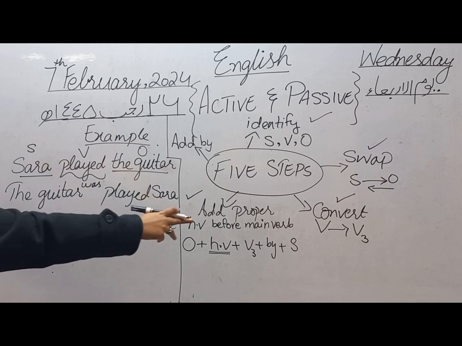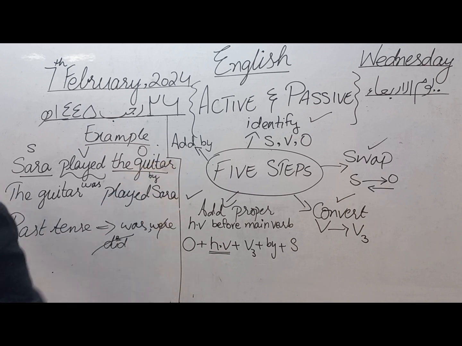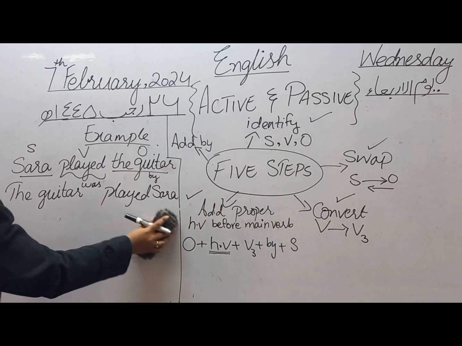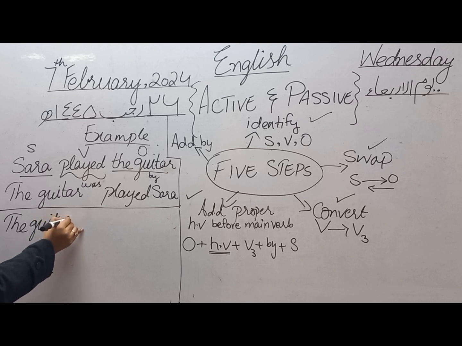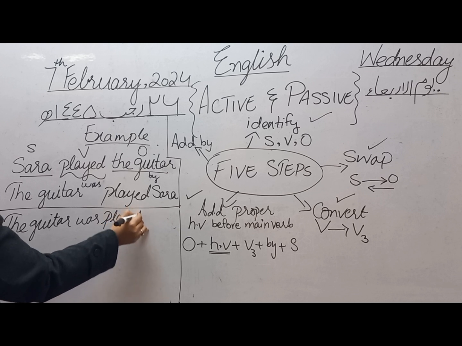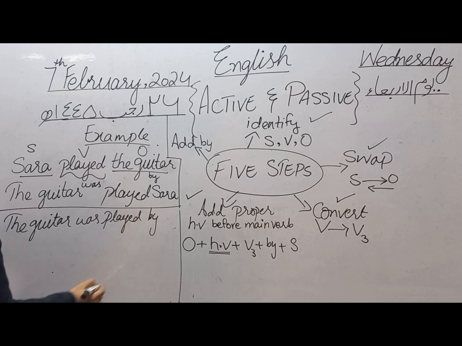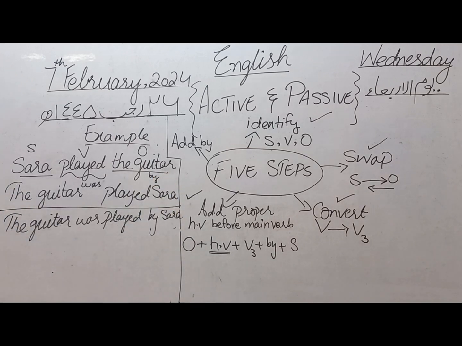So we are done with the fourth step again, and the last step is just a very simple step: to put "by" here before the subject. So let me write it again for you. The correct passive of this sentence would be: the guitar was played by Sarah. Okay. You people have done a great job.